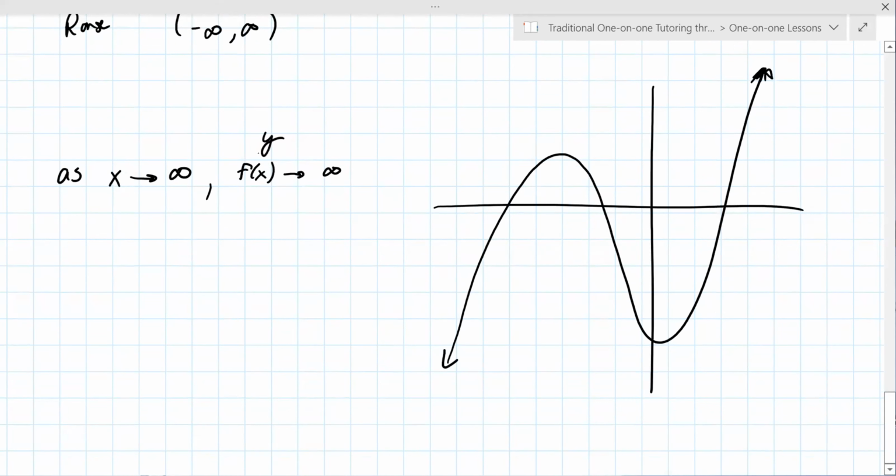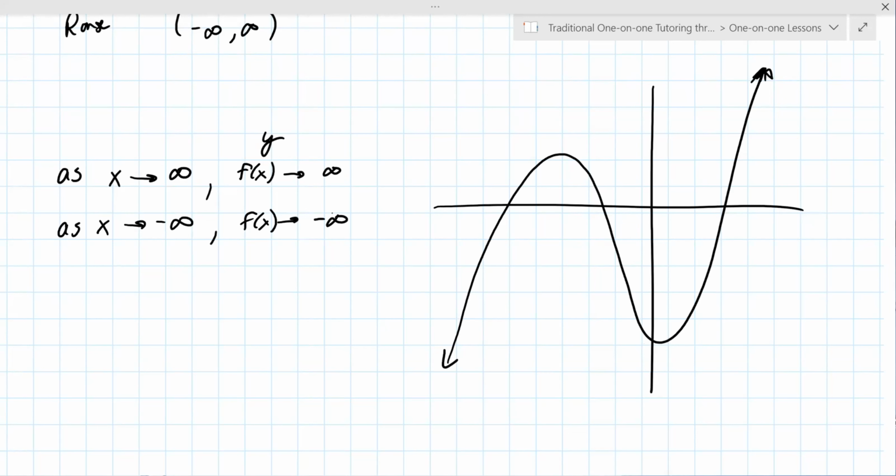It wouldn't matter to me, but check your notes to see what the instructor does. See if there's a preference for that. Then you have to go the other direction, as x goes to negative infinity, and that means you're tracing along the curve to the left. f of x goes to minus infinity this time. It goes down, down, down forever. Okay.